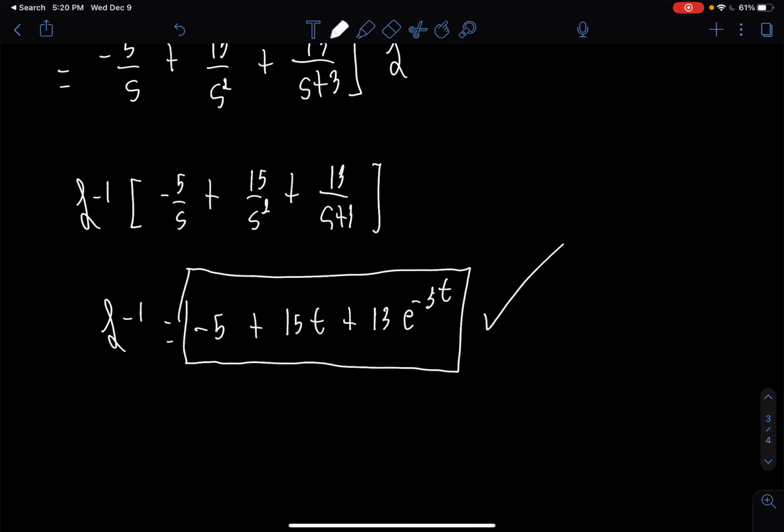And yeah, that's how you solve this given problem, and that's how you use a Laplace transform with a first order non-homogeneous differential equation.